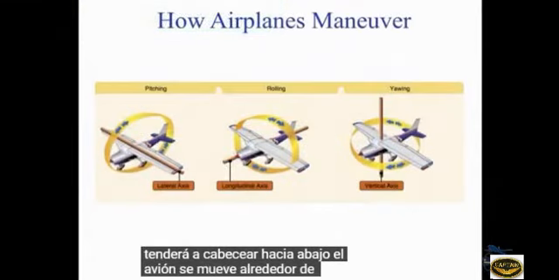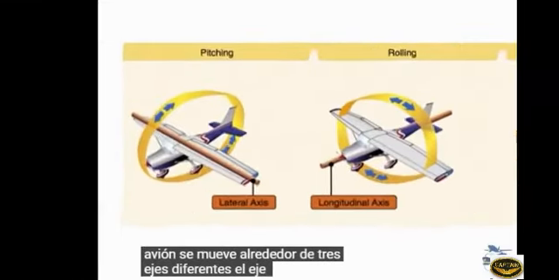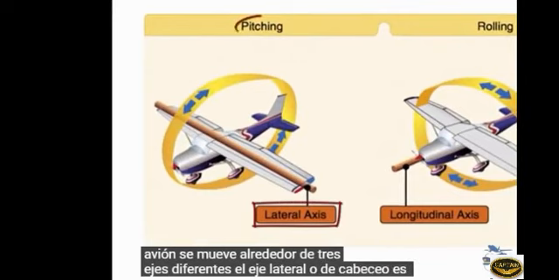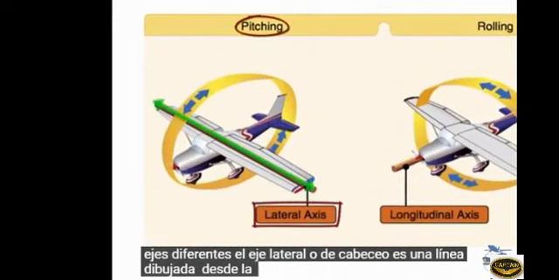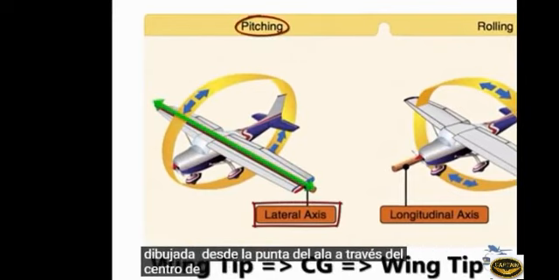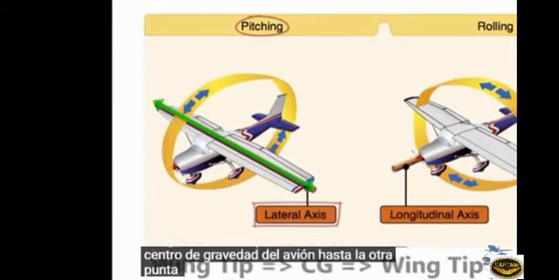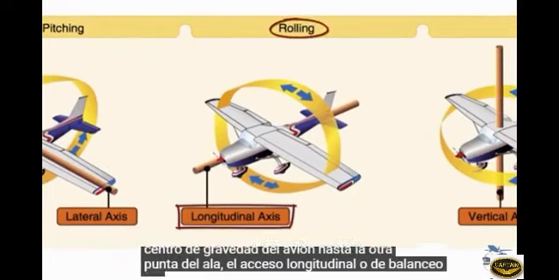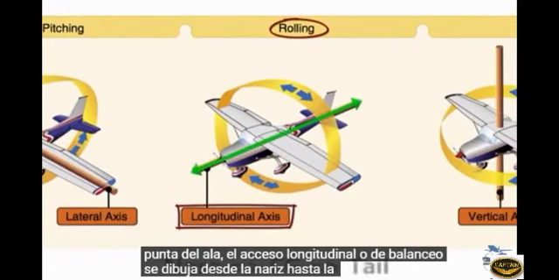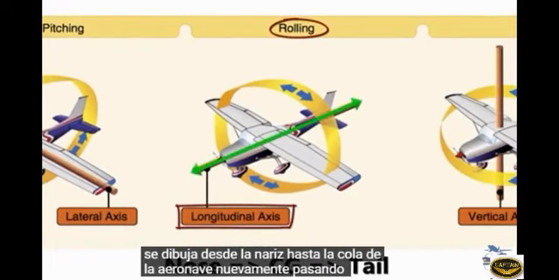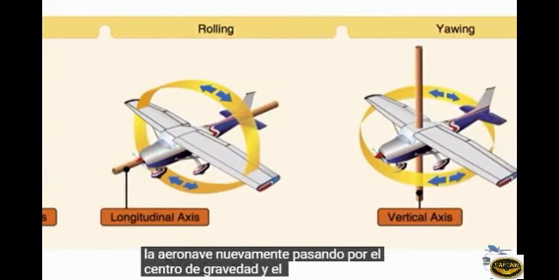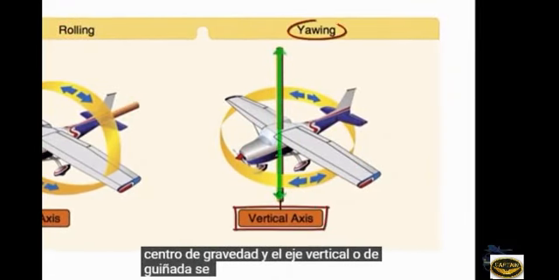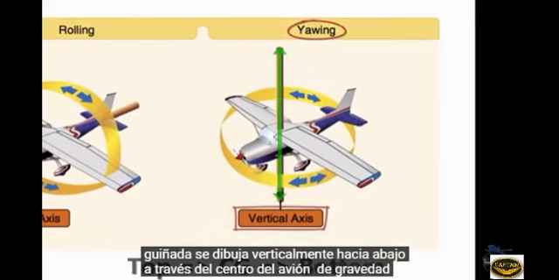Aircraft move around 3 different axes. The lateral or pitch axis is a line drawn from the wingtip through the plane's center of gravity to its other wingtip. The longitudinal or roll axis is drawn from the nose to the tail of the aircraft, again passing through the center of gravity. And the vertical or yaw axis is drawn vertically down through the plane's center of gravity.